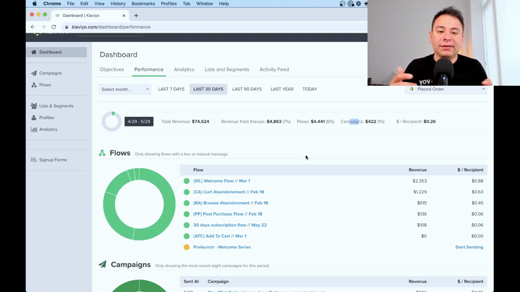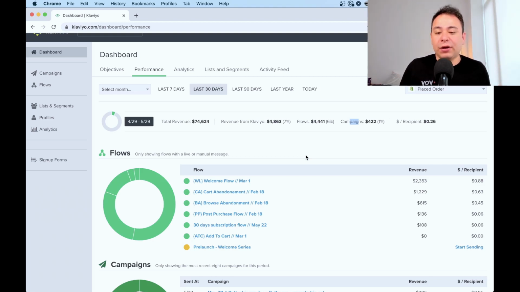Browse abandonment is, for example, let's say you go on the welcome flow and you put in your email. The browse abandonment knows that you're looking at products now, and it'll send you an email with maybe recently viewed products. But the browse abandonment only will work if the system knows your email. So if you put your email anywhere on the website, it'll pick it up and cookie you essentially.